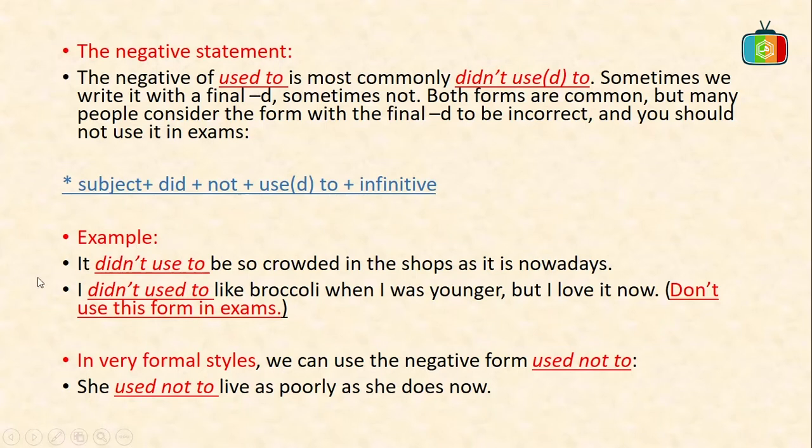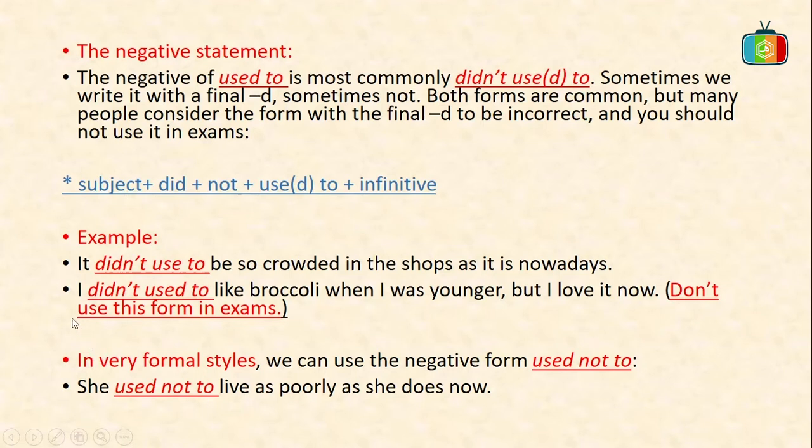Okay, so now have a look at the other example. I didn't used to like broccoli when I was younger, but I love it now. So here I start with "I", which is the subject, then "didn't", then I have "used to" with a final D, and then we have the infinitive "like". But be careful here, don't use this form in exams.